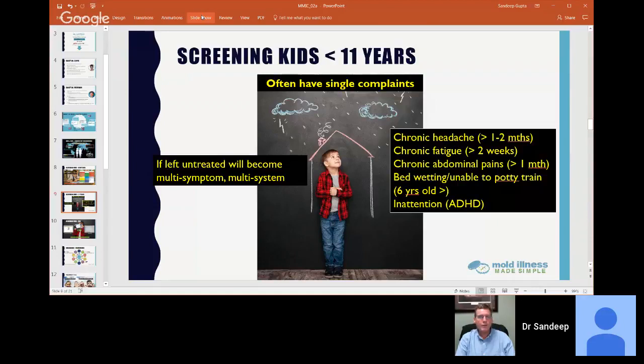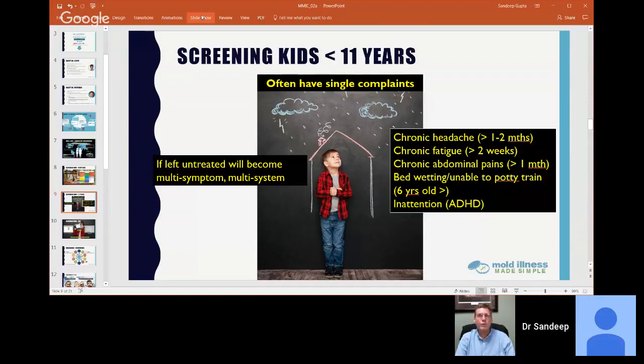In children under 11, like I said, I would add a few other things in there. The inability to potty train by 6 years of age, which usually is an antidiuretic hormone deficiency. We see antidiuretic hormone deficiency in over 80% of our kids. And then the other would be inattention in school, where they're being labeled as ADHD, or the school or the teacher is starting to question whether there could be some ADHD. Sometimes it is, and sometimes it's just plain CIRS. And so if you treat the CIRS, you see the inattention go away.